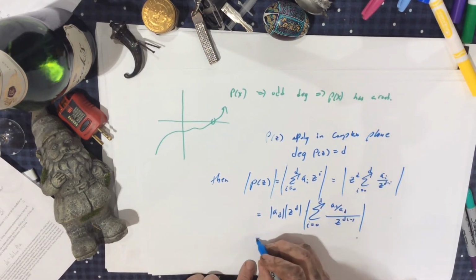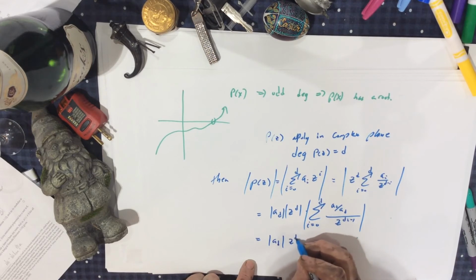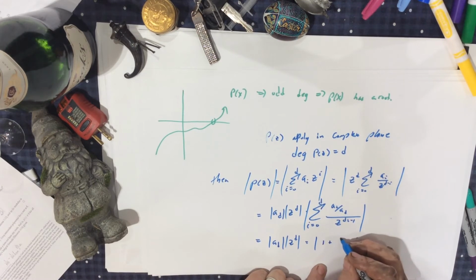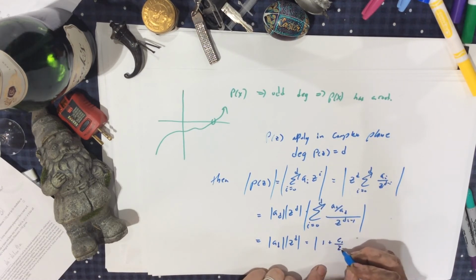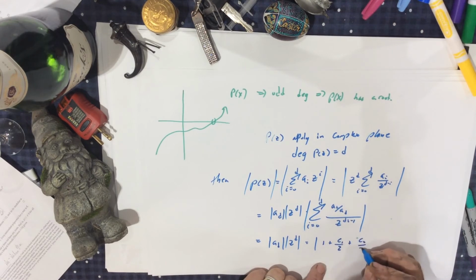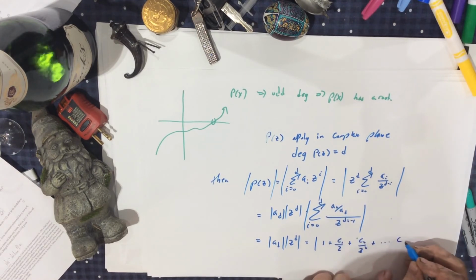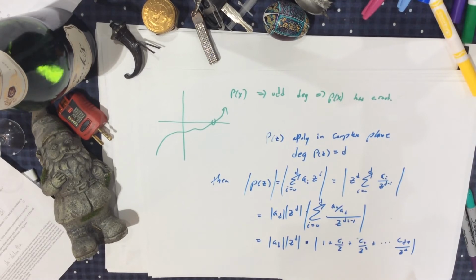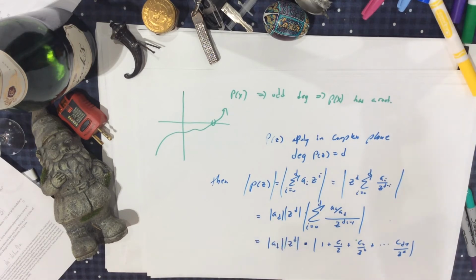This is nothing more than the following. It's 1 plus some new coefficient over z plus some new coefficient over z squared all the way down to some last coefficient over z to the d. So now, if we let the modulus of z get larger and larger, then each of these moduluses will shrink down and they'll go to 0.